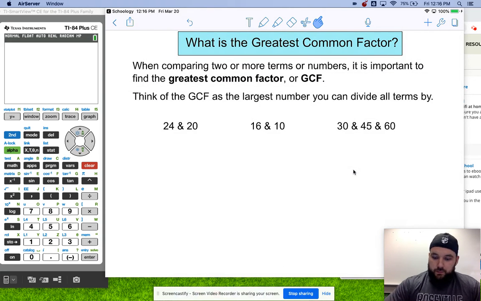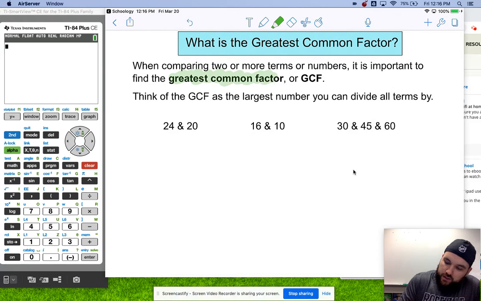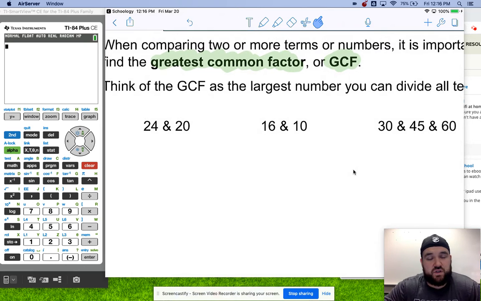Okay. When comparing two or more terms or factors, it is important to find the GCF. Okay. So three words there. First of all, the word factor just means that it multiplies. It multiplies into that number. Okay. Common, meaning it works for all numbers involved, and greatest, meaning it's the largest possible common factor.